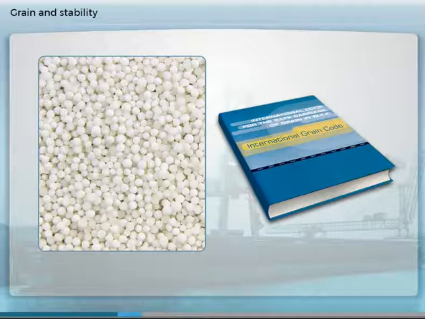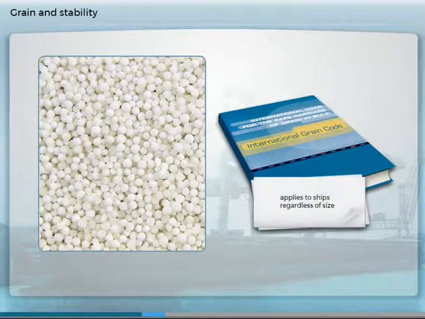The International Grain Code contains regulations and guidance for ships engaged in the carriage of grain in bulk. It applies to ships regardless of size, including those of less than 500 gross tonnage, while carrying grain or IMSBC Code Appendix 3 cargoes in bulk.